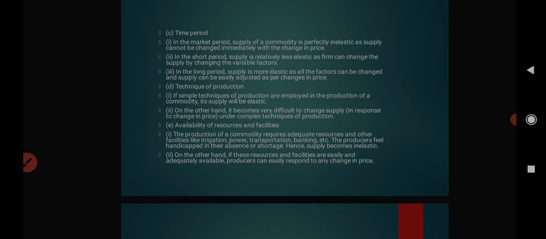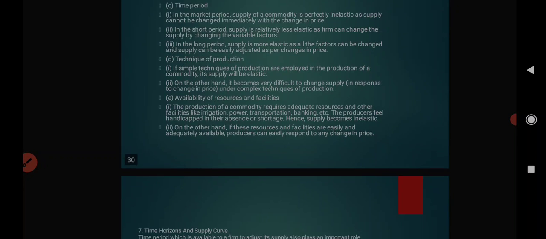Availability of resources and facilities. The production of a commodity requires adequate resources and other facilities like irrigation, power, transportation, banking, etc. The producer feels handicapped in their absence or shortage. Hence, supply becomes inelastic. On the other hand, if these resources and facilities are easily and adequately available, producers can easily respond to any change in price.